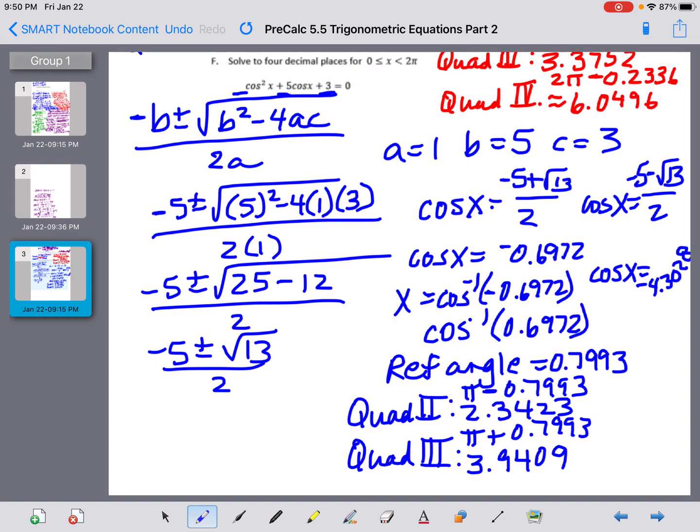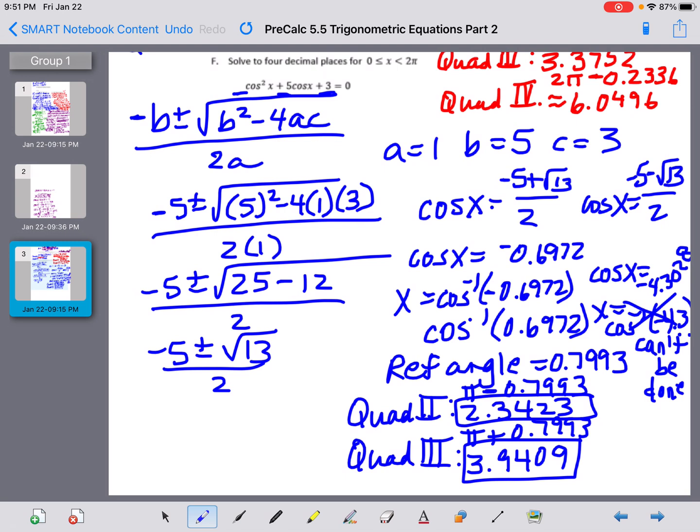And I still have this other side to do. Inverse cosine of negative 4.3. Can I take an inverse of a cosine that is outside the range of 1? No. So this can't be done, so that one is just done. We don't have to worry about that side. And so my two answers are 3.9409 and 2.3423, one from the second quadrant and one from the third quadrant.